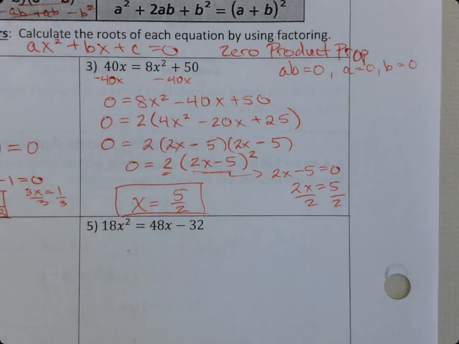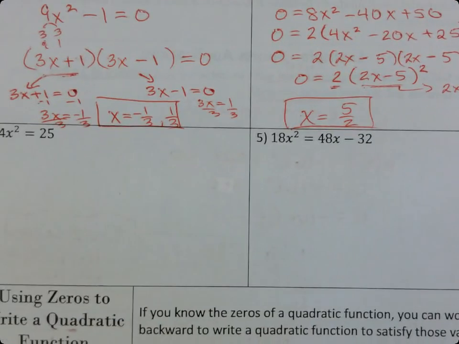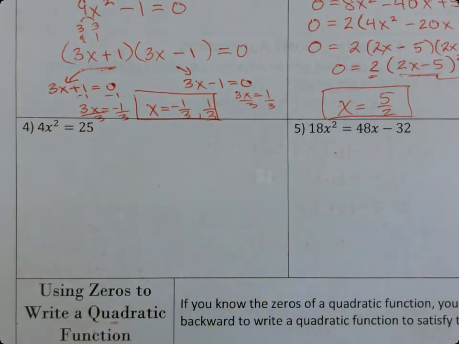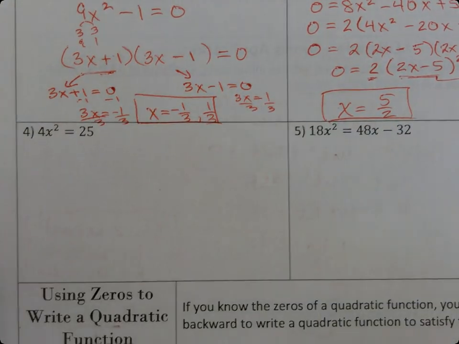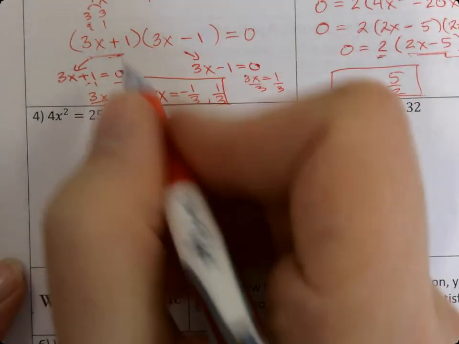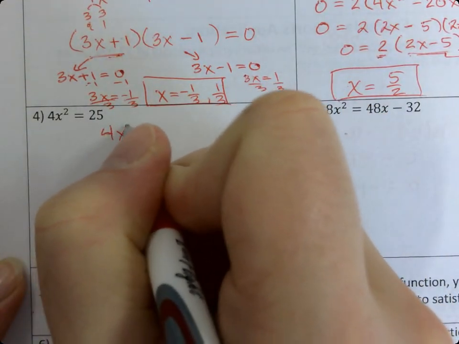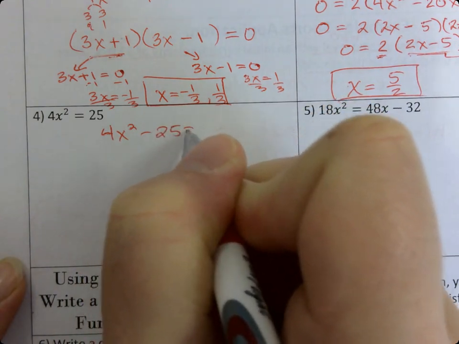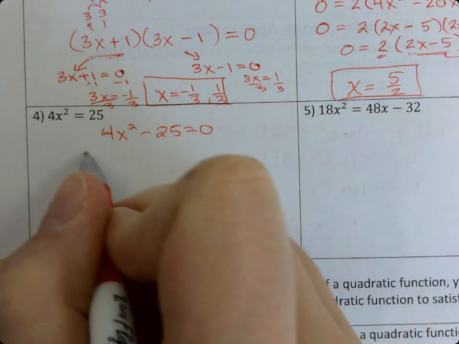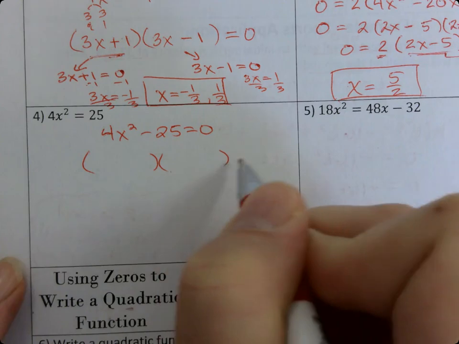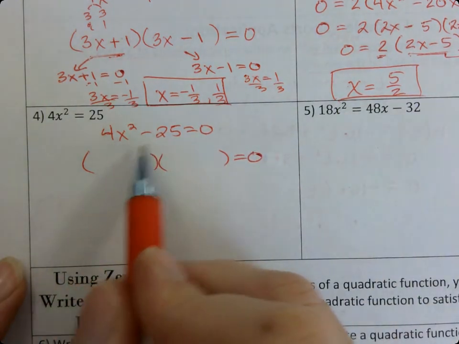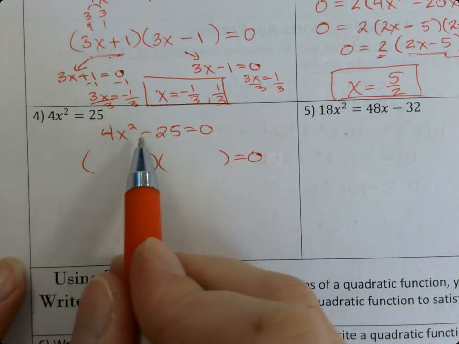Okay, I'll give you a minute. You try number 4 and number 5 on your own. All right, first thing you're going to do is you're going to set it equal to 0. So 4x squared minus 25. You're going to check if there's a GCF. There's not. It should show in your head like, hey, there's something different. It is a difference of squares. It's got to be a minus sign.